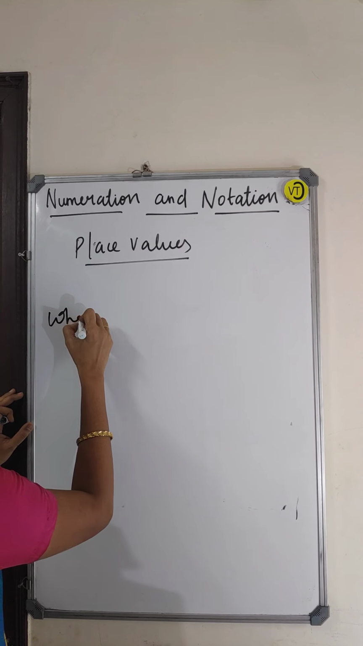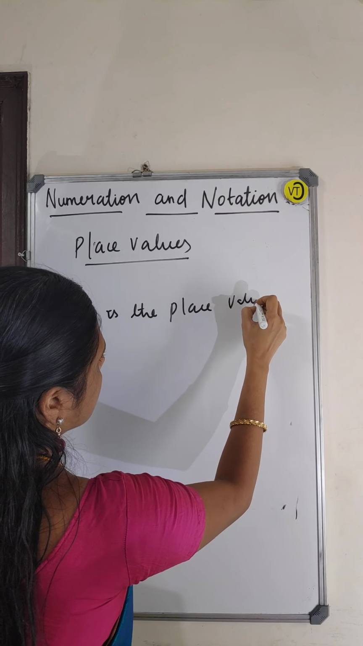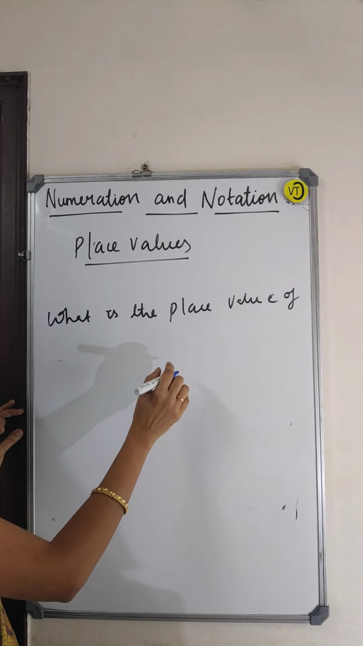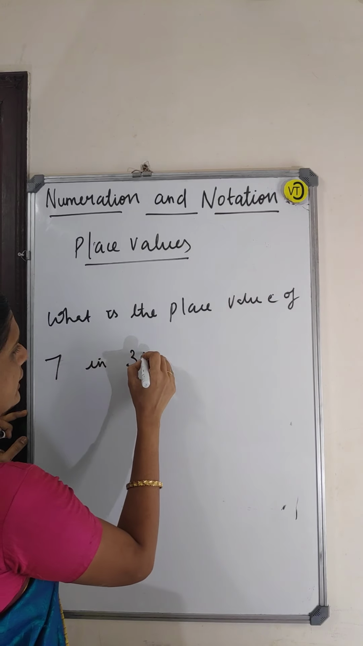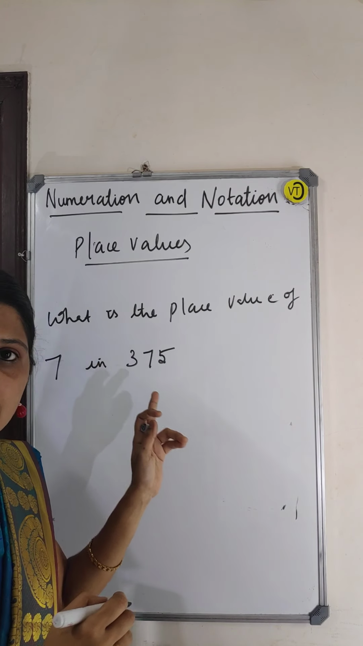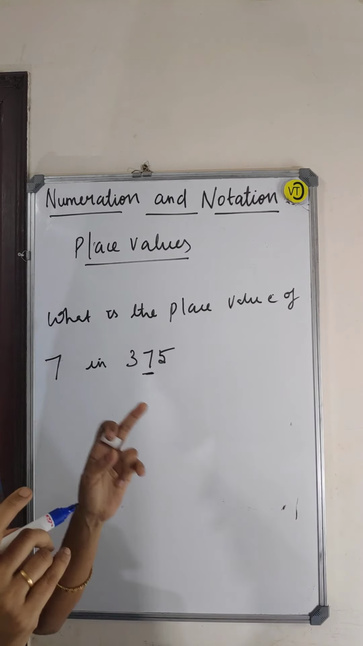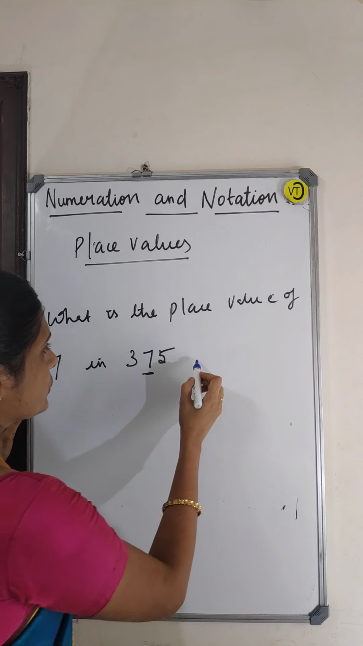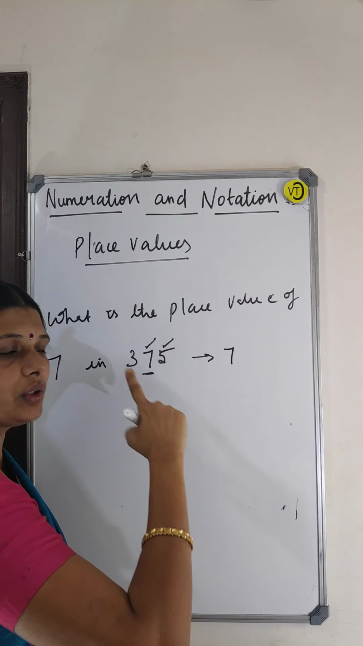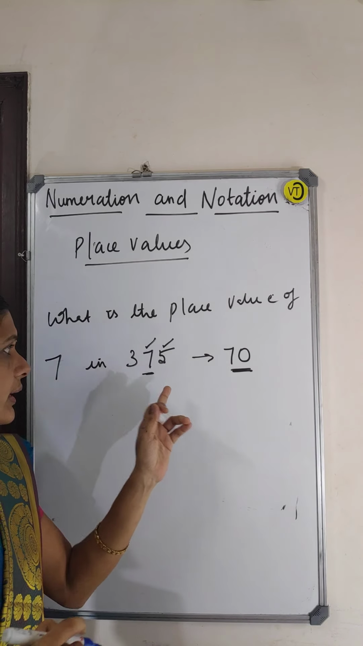I will tell you one more thing. What is the place value of 7 in 375? This 7 is contained in this number, right? I want the place value of this digit. So this is ones, this is tens. So this is 7 into 10 is 70. 70 is the place value.